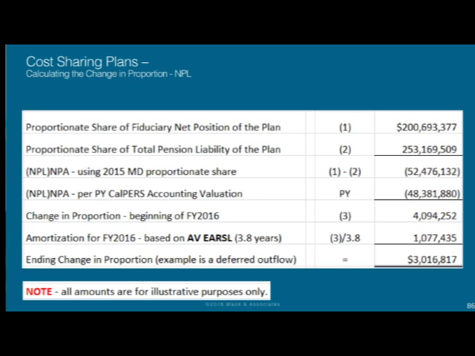So now they have a change in proportion at the beginning of the year to calculate and report. And again, it's a deferred inflow or an outflow. This example is a debit. So it's a deferred inflow.